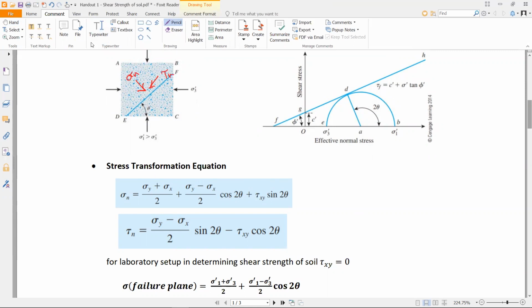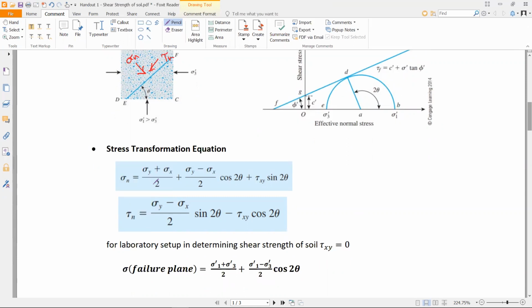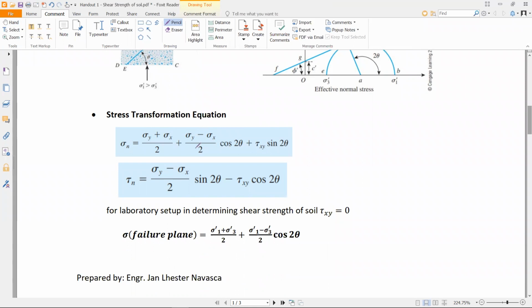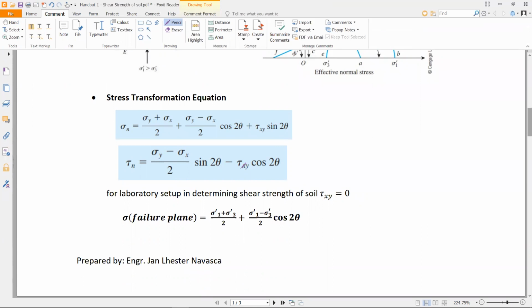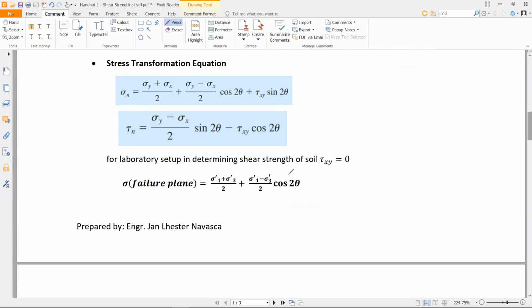That is equivalent to sigma n equals sigma y plus sigma x over 2, plus sigma y minus sigma x over 2 cosine 2 theta plus tau xy sine 2 theta. For the laboratory setup, in determining the shear strength of the soil, your tau xy is 0. Therefore, we have this equation for the sigma at the failure plane.